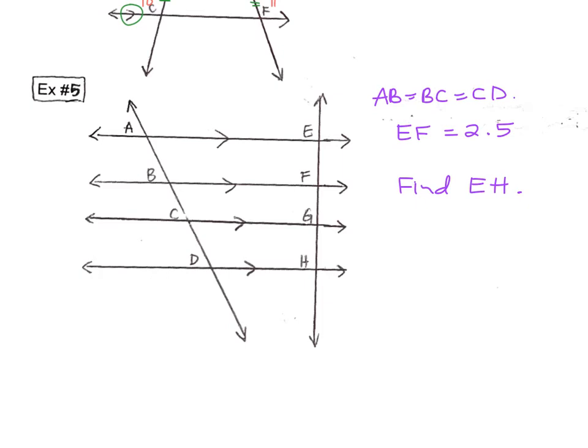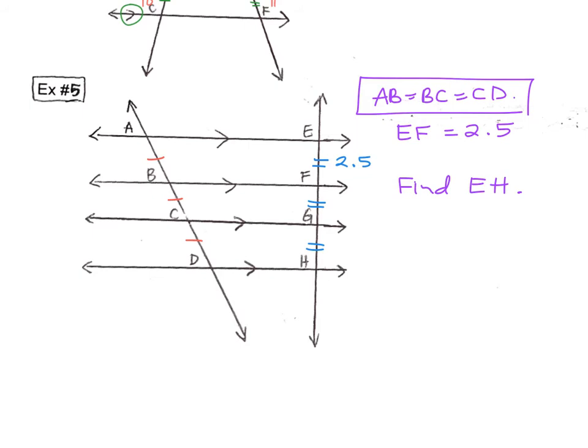Yeah, so we were told this, right? AB equals BC equals CD. So it doesn't look like it. It's not drawn to scale. But pretend those three are all the same length, okay? Because those are the same length and the lines are parallel, then that means that all of these are also the same length. And they tell us that this piece of it is 2.5.